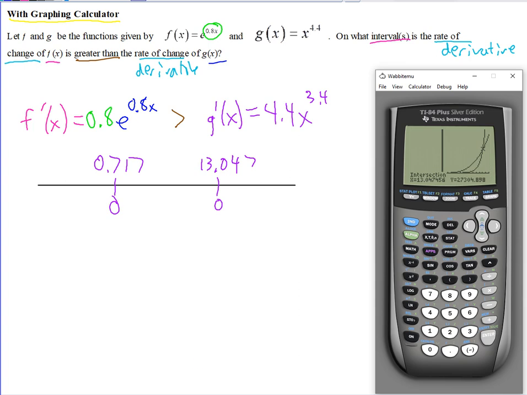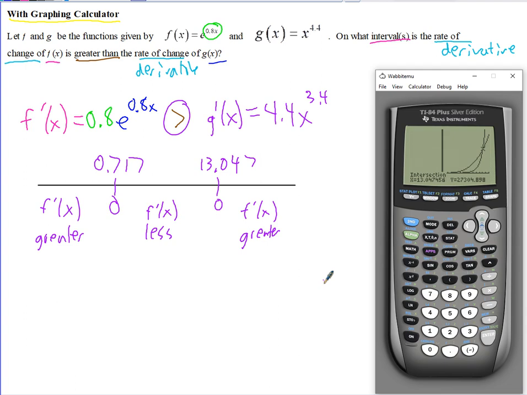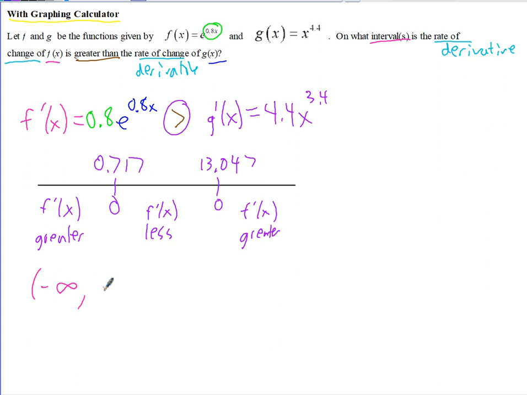And notice by looking at the calculator here, we can see this is the section where e to the 0.8x is actually less than it. We're looking for where it's greater than it. So this is g prime of x, and then over here it surpasses it, f prime of x is greater than g prime of x, because g prime becomes negative. And those are the intervals we're looking for. So f prime is greater, not less than g prime of x. So in interval notation, we would write that negative infinity to 0.717 union 13.047 to infinity. Just that middle section doesn't work.